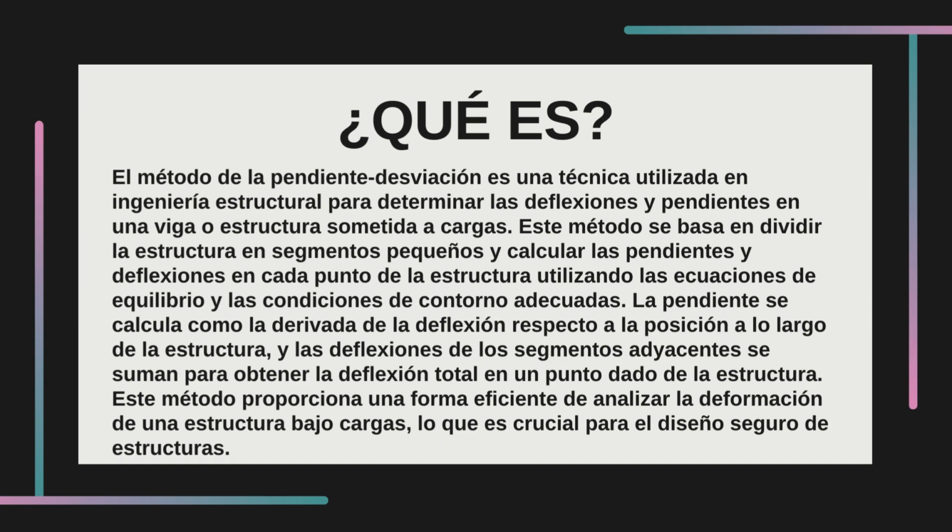The slope is calculated as the derivative of the deflection with respect to the position along the structure, and the deflections of adjacent segments are summed to obtain the total deflection at a given point in the structure.